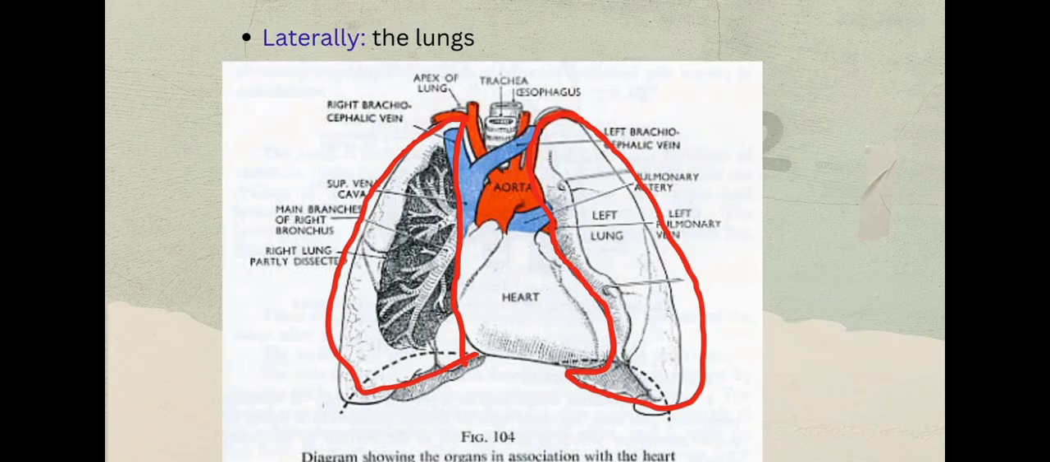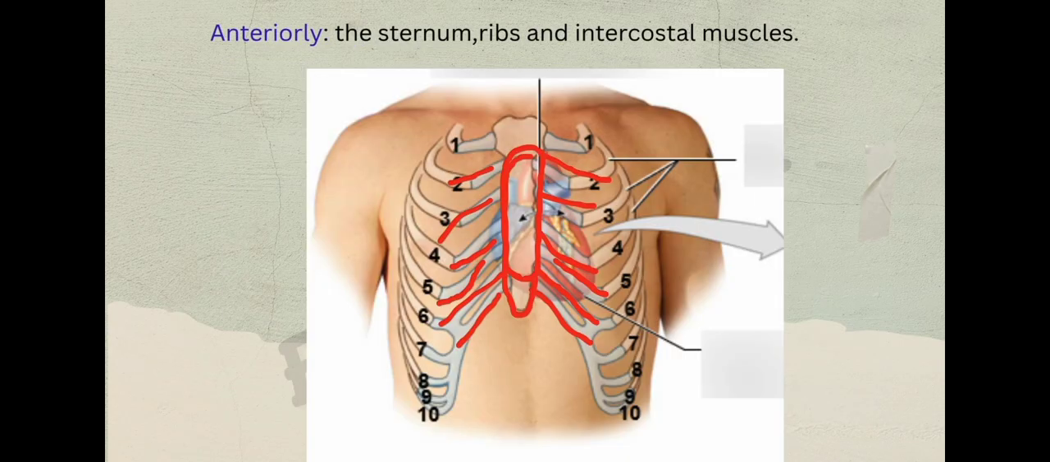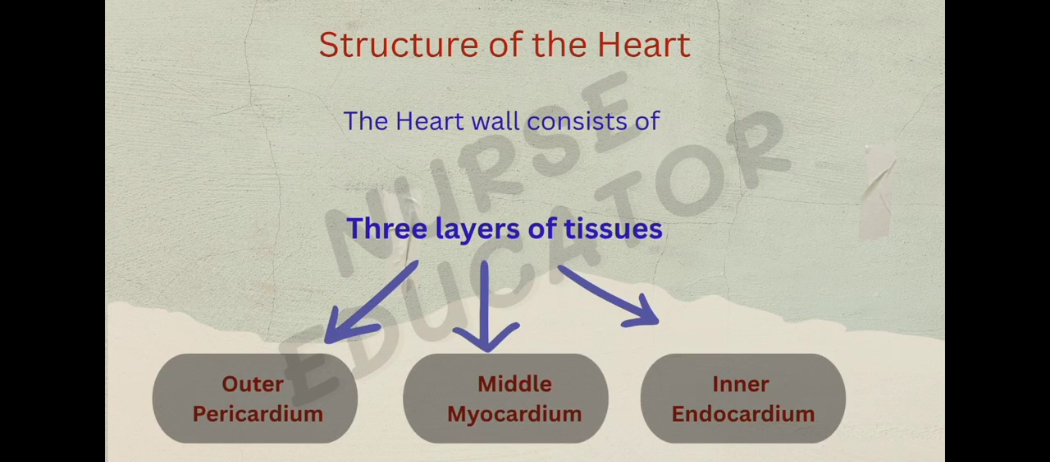Laterally, side by side, there are the lungs, and anteriorly there are the sternum, ribs, and intercostal muscles. Between the ribs there are intercostal spaces, and in these spaces there are intercostal muscles. Then we will see the structure of the heart. The heart wall consists of three layers: the outer pericardium, middle myocardium, and inner endocardium.